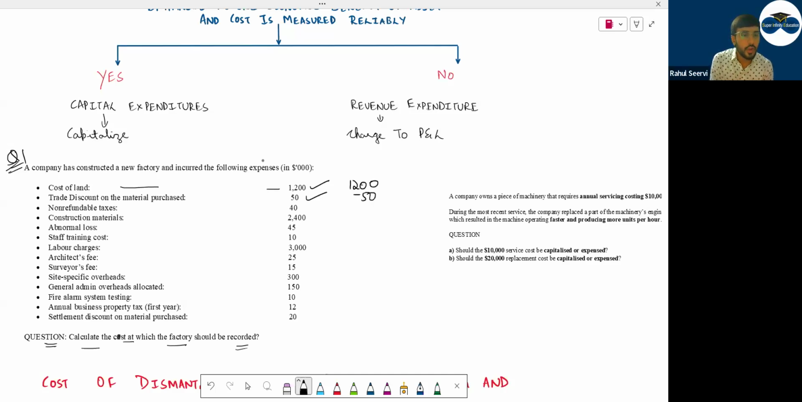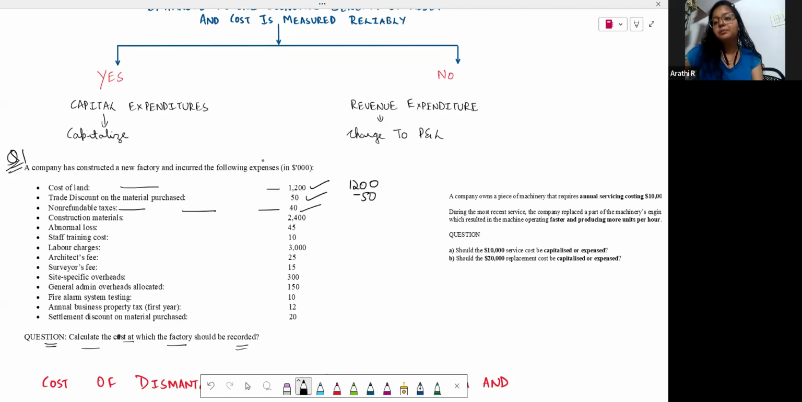Then next one, non-refundable taxes. The taxes are non-refundable. Then what will you do, Aarti? Reduce it? So will I reduce or add it? Add it. I will add it because this is a cost. It's not a benefit to me. If it was refundable, you will ignore it and write down 0. You will not do anything.